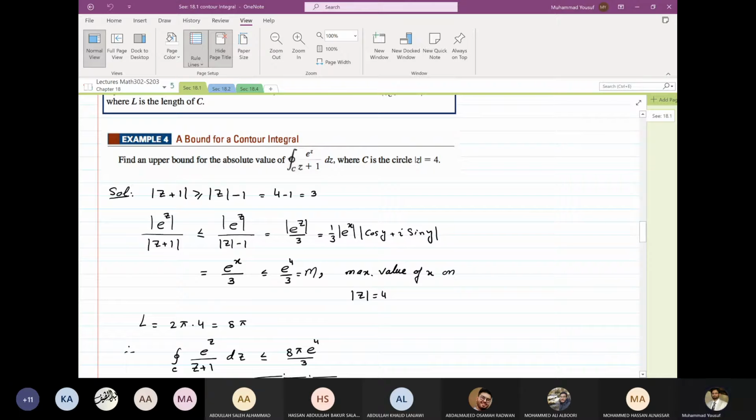So now, e power z over z plus 1 in absolute value. We replace z plus 1 by a smaller value, so the overall expression becomes bigger.